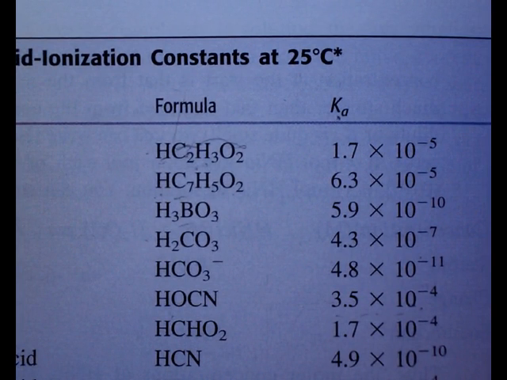First hydrogen, 4.3 times 10 to the minus 7. Second, 4.8 times 10 to the minus 11. A smaller number, you recall, for the K value says we're not delivering as much product. So this would deliver a lot of product, hydrogen. This one, not so much, because it's a smaller number.